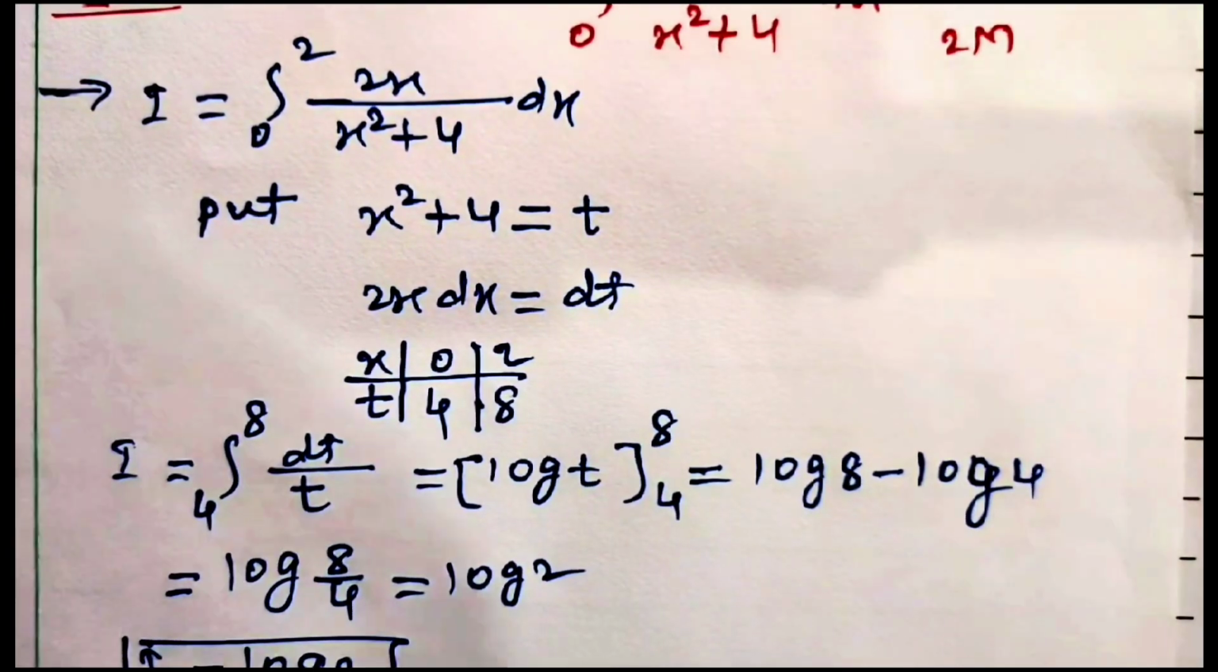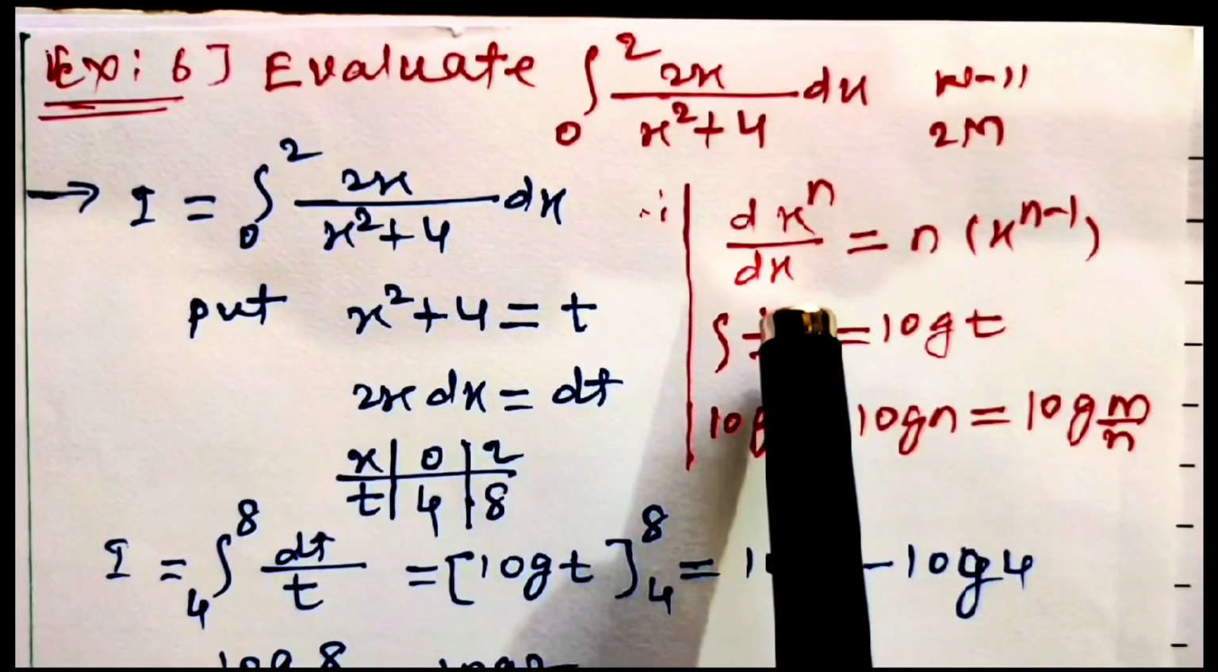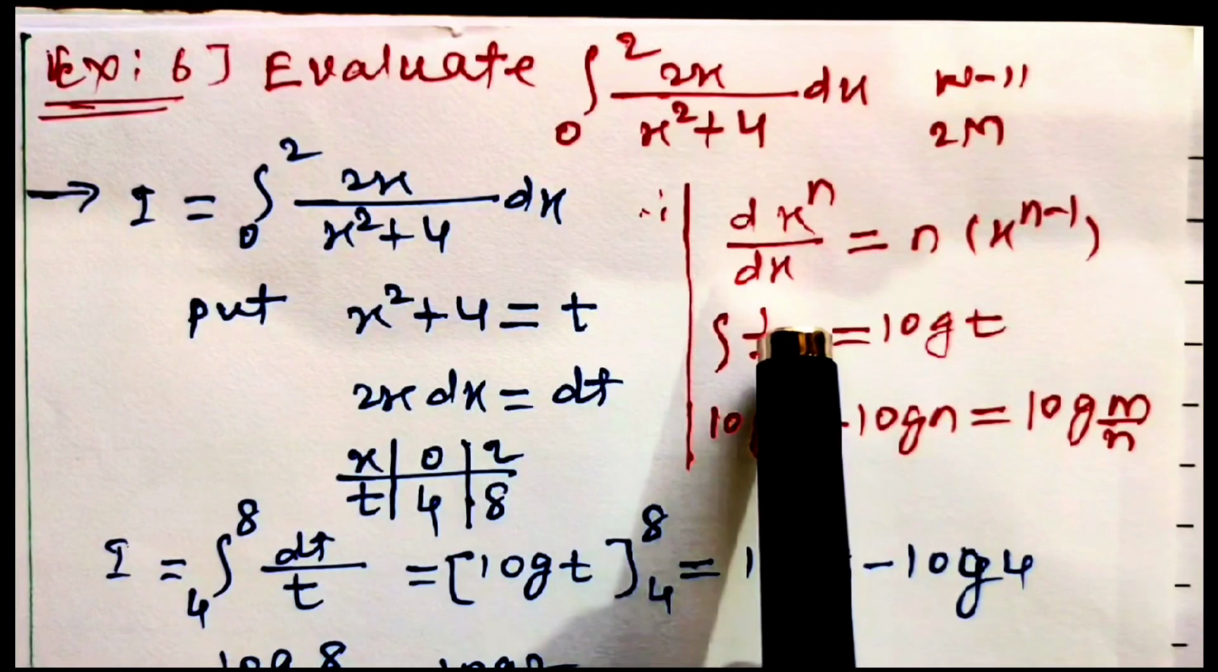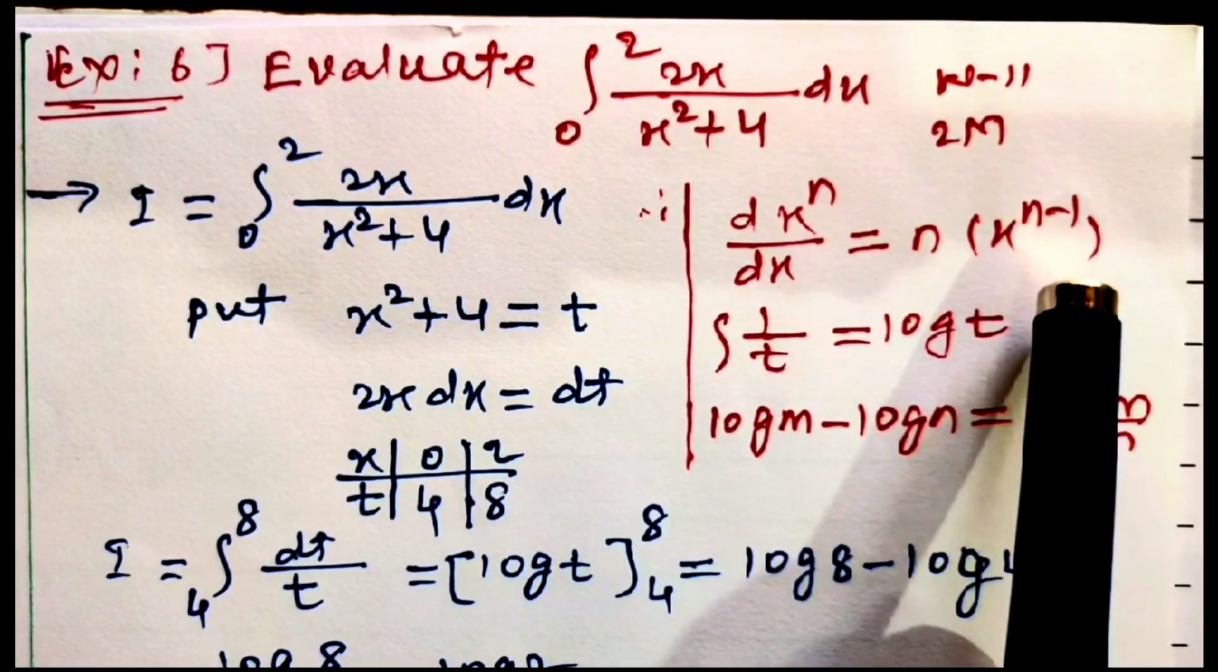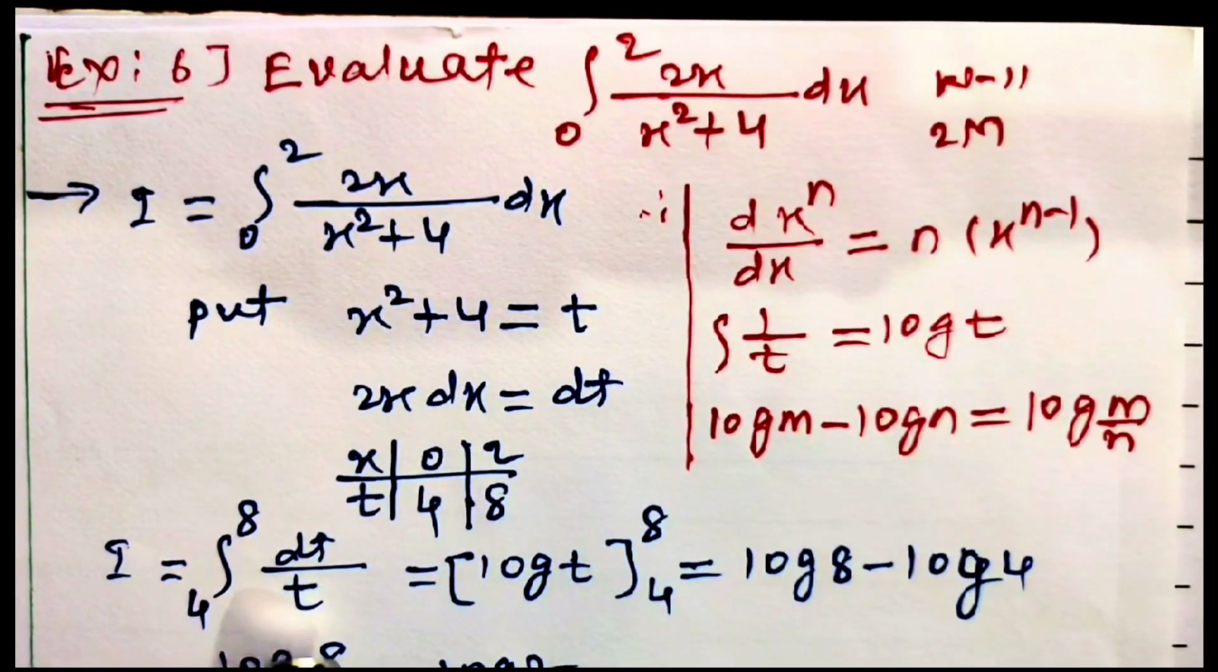Here we are using a formula. To find the derivative of this, apply this formula. The derivative of x to the power n with respect to x is n into x to the power n minus 1. And to find the integral of this, 1 upon t.